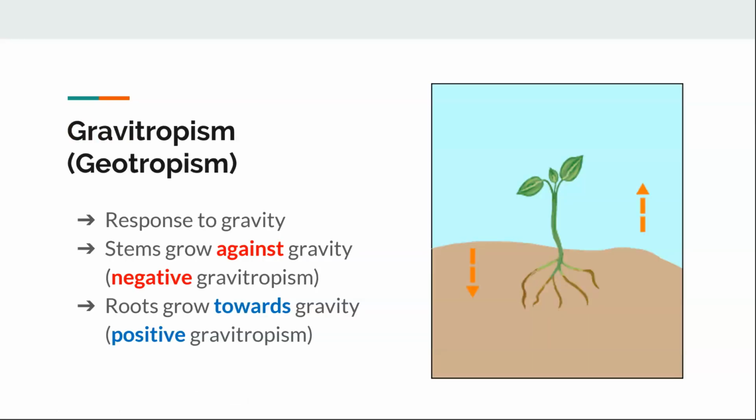On to gravitropism, also called geotropism. Plants also respond to gravity. Now we know gravity points downwards, but the stem's response is to grow upwards. Since the stem's response is to grow in the opposite direction from that stimulus of gravity, we call that negative gravitropism. The roots, however, grow downwards, so the roots grow towards the stimulus. Therefore, we say the roots show positive gravitropism. They grow in the direction of gravity.